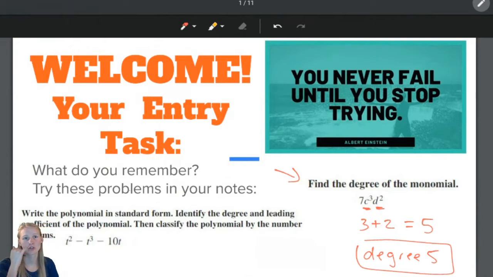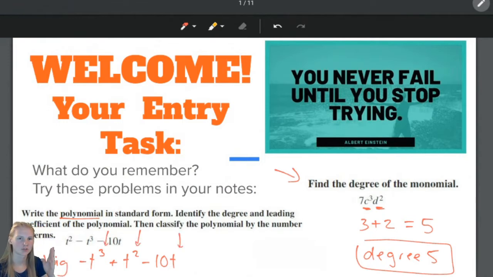Okay, being able to find the degree of a monomial helps us when we look at polynomials. So now, we want to write the polynomial in standard form. So I'm going to write my biggest exponents over here and my smallest exponents over there. So that gives me negative t cubed plus t squared minus 10t. I go exponent of 3, 2, 1. Biggest, smaller, smallest. Okay. So that is standard form.